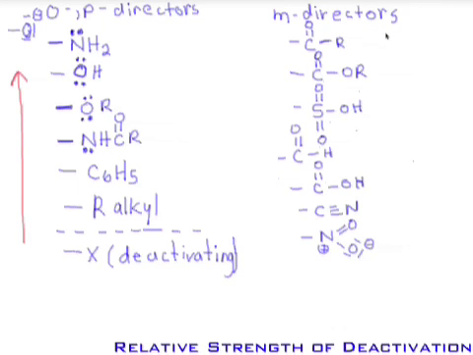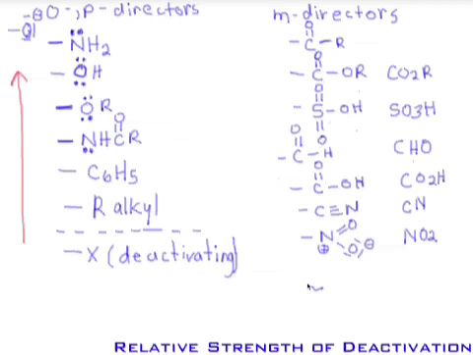So if we were to write this, we have CO2R, SO3H, CHO is an aldehyde, CO2H, CN, NO2, and the most deactivating in this list is NR3+, where R can be an alkyl group or hydrogens.